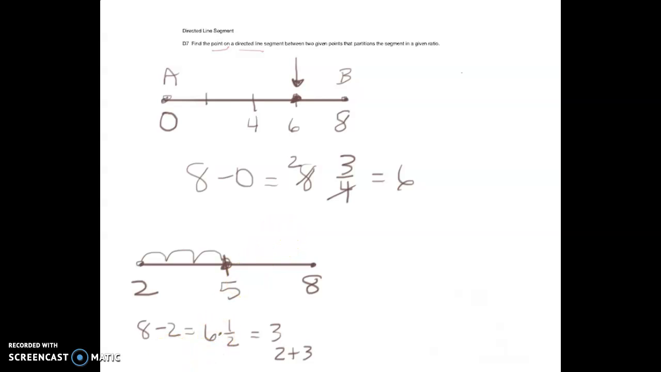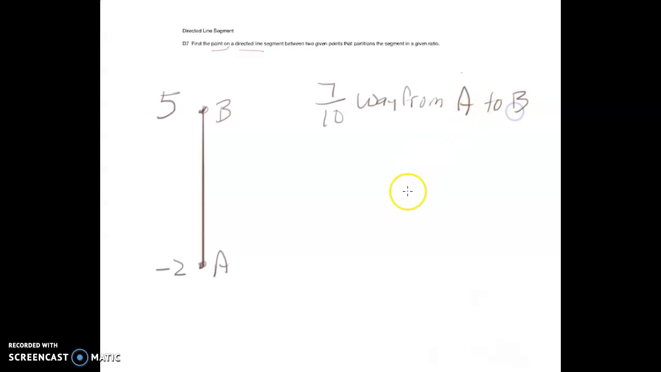Let's keep working. Okay, we're going to do an I-75. So this is -2. We're in like Florida. And this is like 5. Now, what I'm wanting you to do is, let's call this A and B. I want you to go 7/10 the way from A to B. Okay. Well, 7/10 is more than halfway. So, like we're thinking like right here.